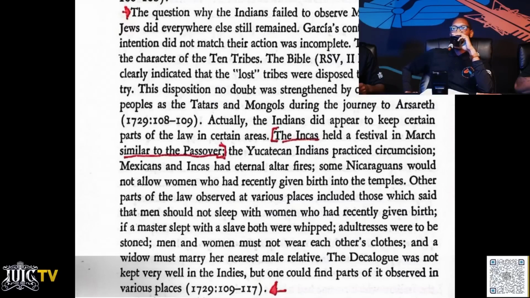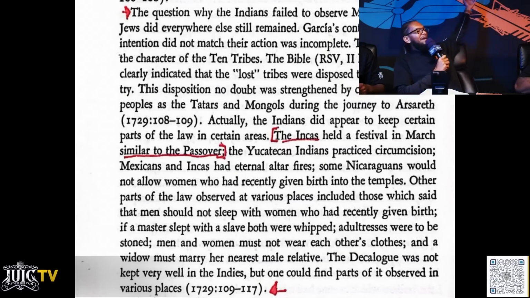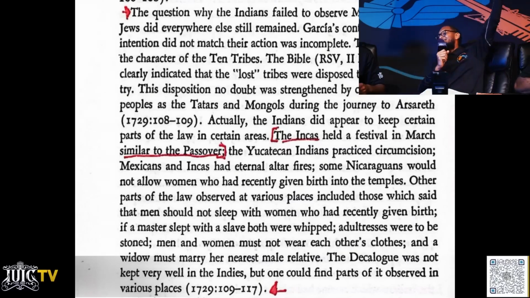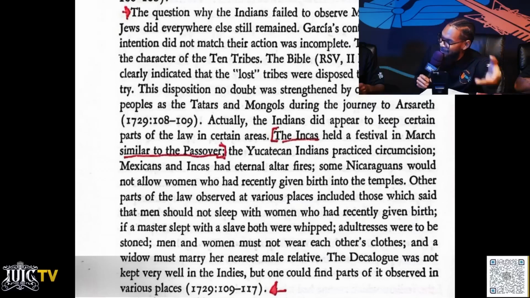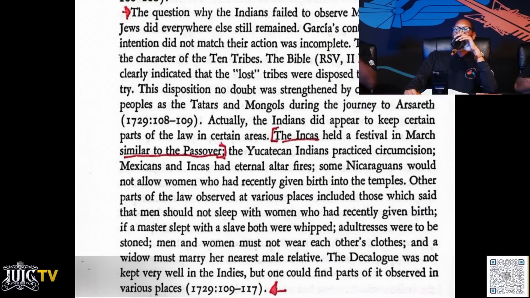Some Nicaraguans would not allow women who had recently given birth into the temples. Now, why wouldn't they do that? Because it's in the law. Other parts of the law observed at various places included those which said that men should not sleep with women who had recently given birth. Why? I tell you, y'all ain't getting around it. You're not getting around the Bible.